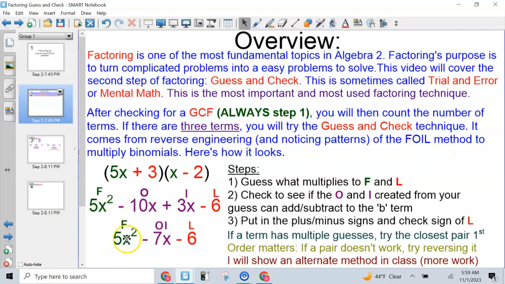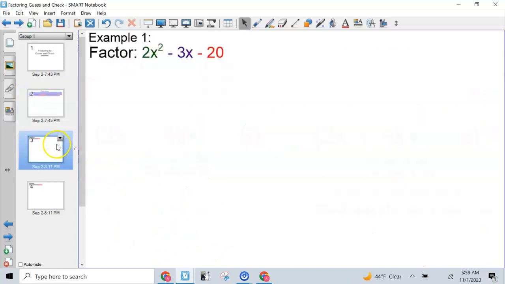So for 5x squared, that's prime, 5 and 1. But for 6, that's not prime. You have 1 times 6 and 2 times 3. I tried 2 times 3 first. Order does matter. If a pair doesn't work, try reversing it. And then if you have trouble with mental math, I'll show you an alternate method in class that requires more work and bigger numbers. Here's the first example.